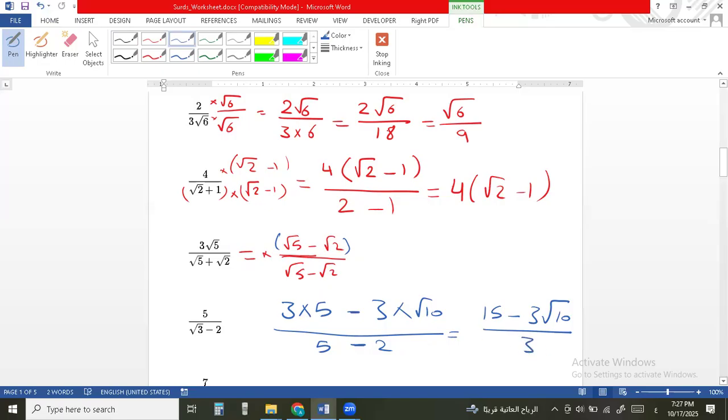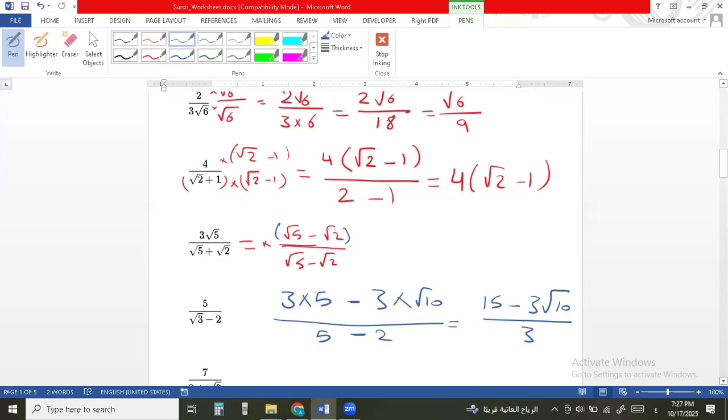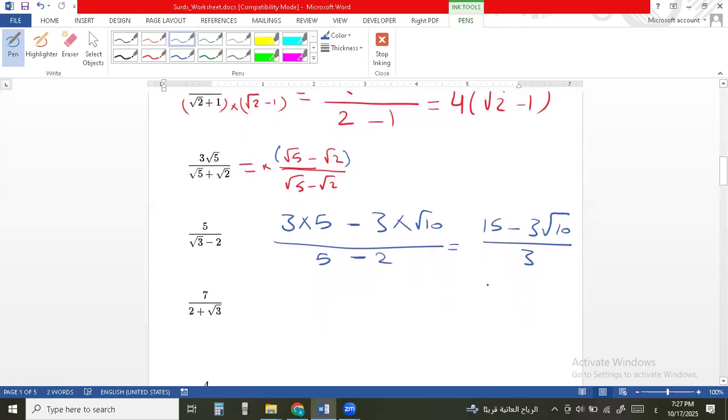3. Mister, can I leave it this way? I prefer not. Why, mister? Because they said to simplify. What can I simplify? You can factorize the numerator. So get the 3 out. 15 divided by 3 is 5, minus root of 10. All is over 3, which is equal to, bye-bye to this, 5 minus root of 10.